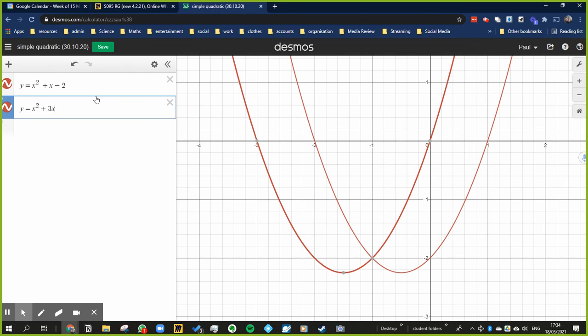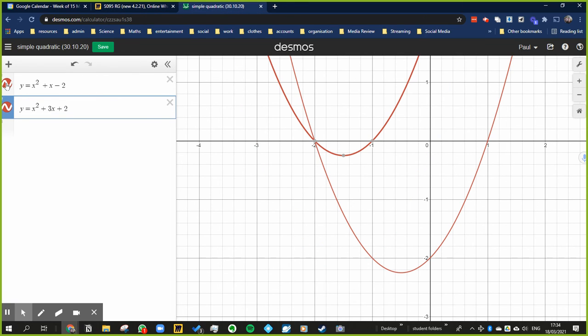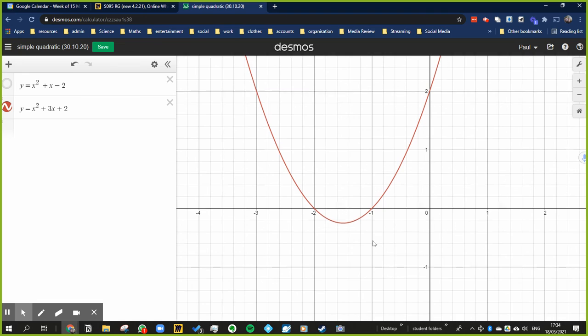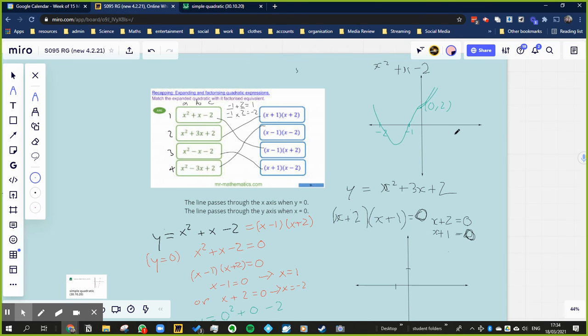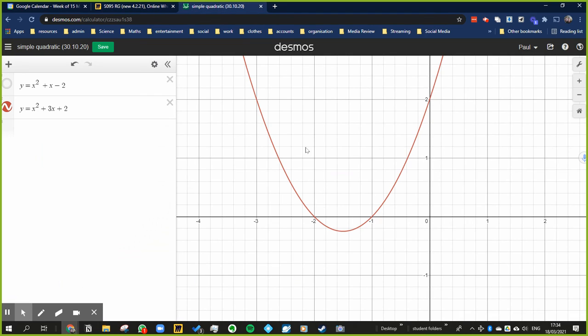We'll turn this one off. I said it was going to intercept at 2, minus 1, minus 2, didn't I? Yeah. Okay, so that's how you do it. And again, like I said, for the minimum point here, we need to complete the square to find that out.